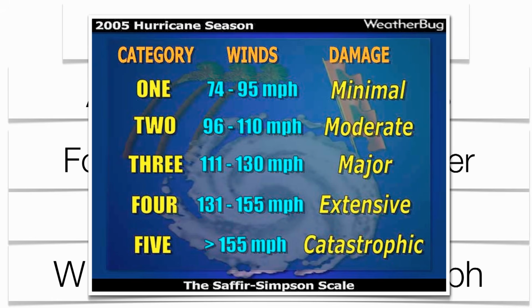What's not on this visual here is that you can also talk about barometric pressure, how the pressure decreases with each one of these storms. Remember, low pressure is always going to be bad weather. The lower the pressure, the worse the weather is going to be.